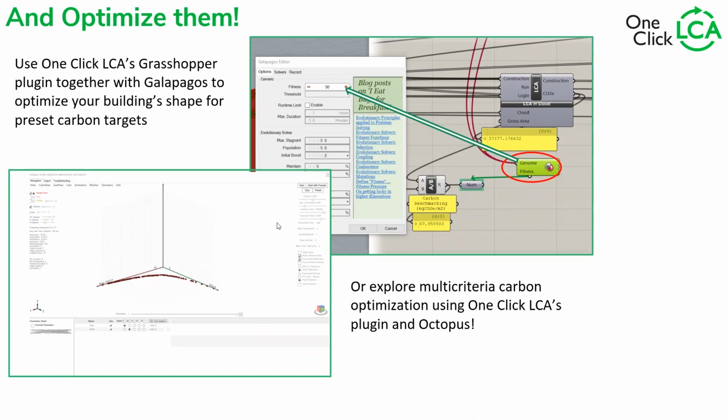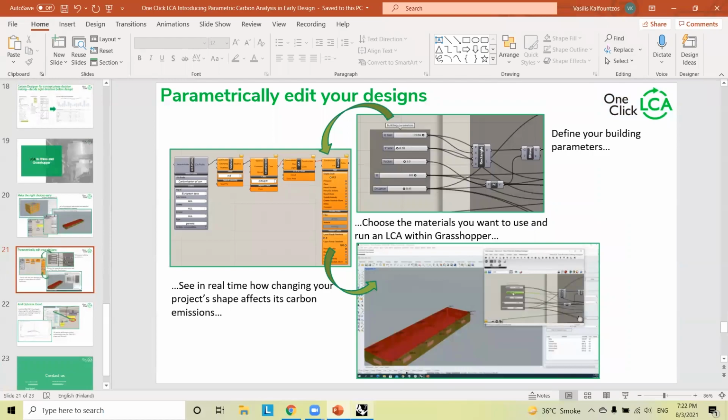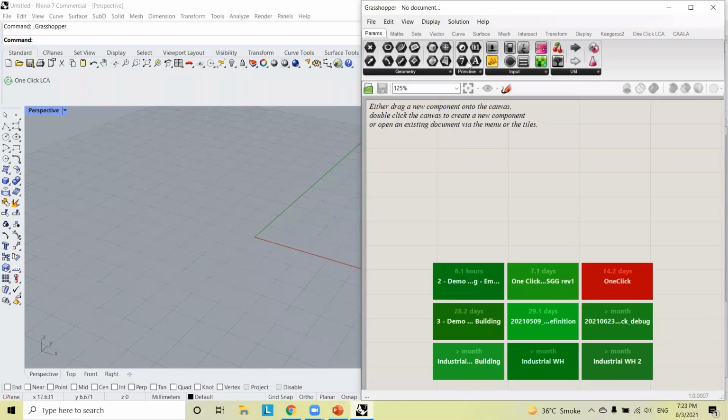That will be all with the presentation. I just didn't really want to bore you that much. I want to go directly into Rhino and Grasshopper and show you in a few steps how you can move from just a very basic idea to get some carbon results to a full building when we send our data to One Click LCA.